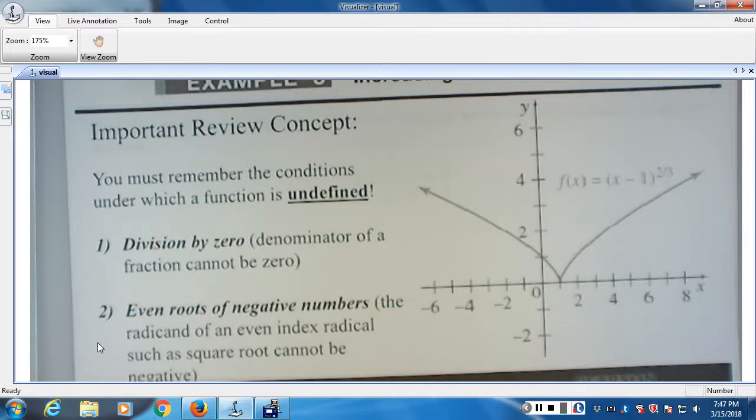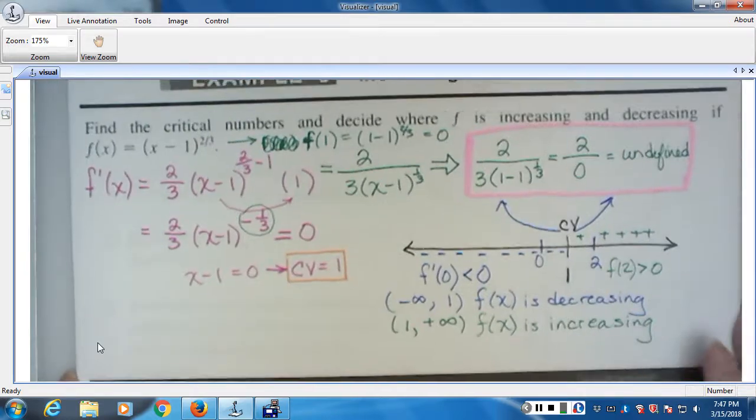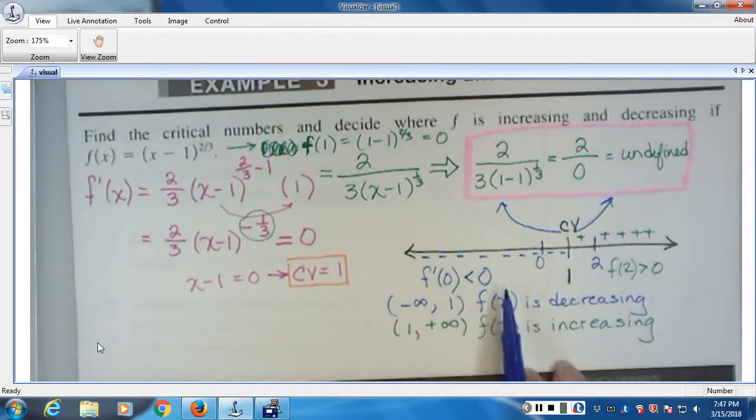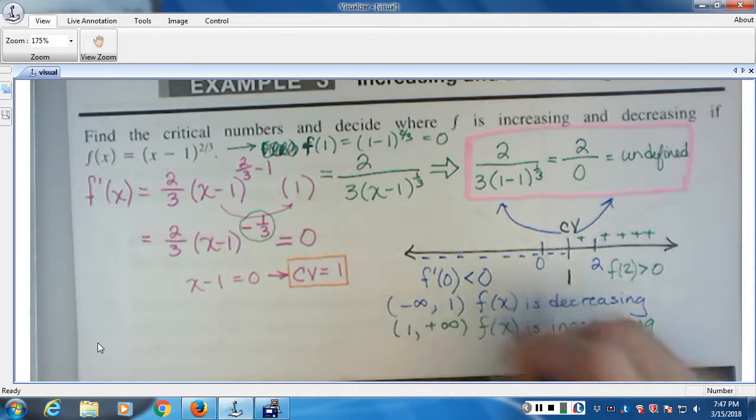What step did I skip? When I did this, I should have gone back here, and besides finding f prime 0, I should have also found f of 0.